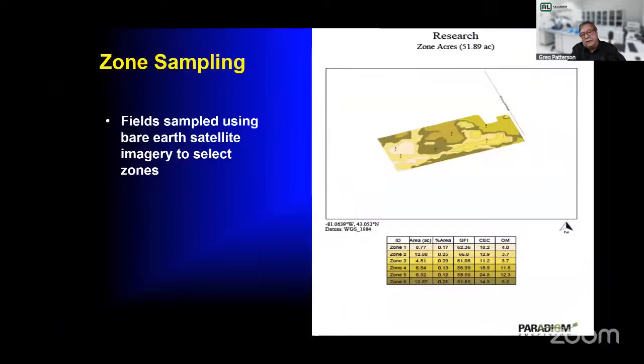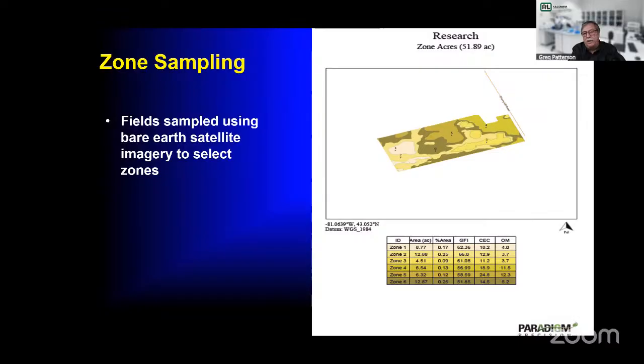So another form of sampling other than bulk sampling is zone sampling. And a lot of people went to zone sampling again because they thought it was the best way to get a good understanding of variability, but cheaper than doing a grid sample. So we did zone sampling for a number of our clients because they wanted it done that way. We took images of the bare earth and crop to come up with those zones.